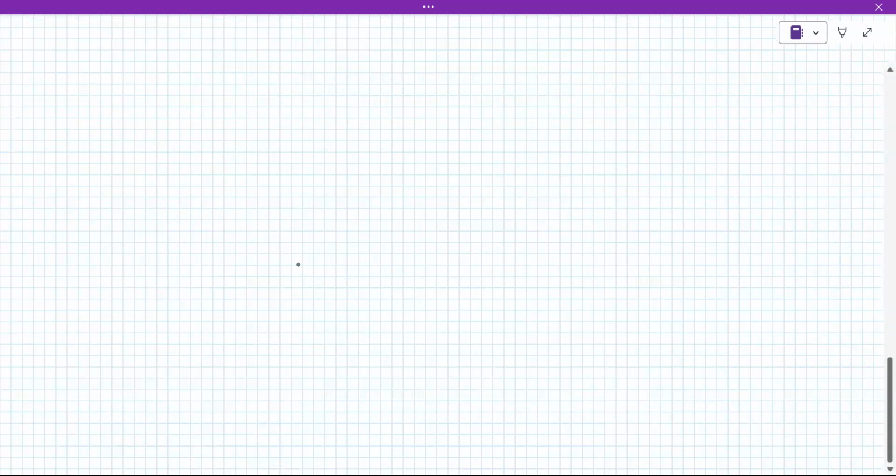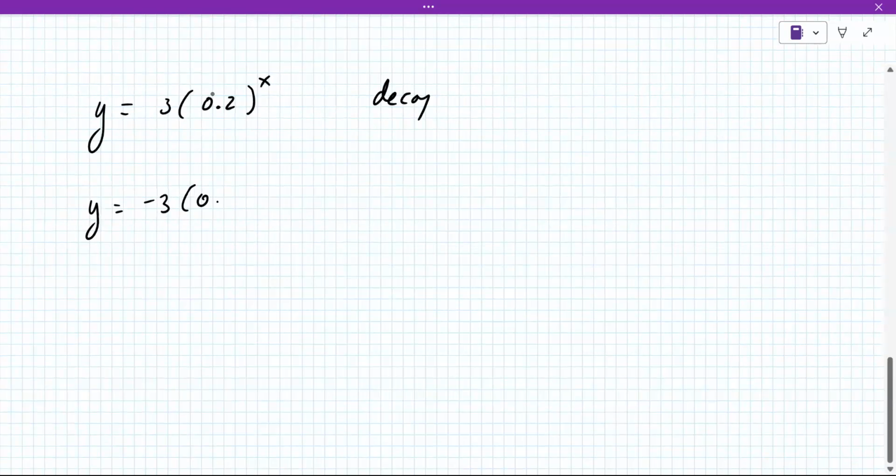Okay. So let me give you some problems here. Let's say it's y equals 3 times 0.2 to the power of x. Is this growth or decay? You're just looking at this number here. Decay. Right? Yeah, you said decay? Yes. Okay. Now, what if it's -3 times 0.2 to the power of x? It is still decay. It has nothing to do with that number here.